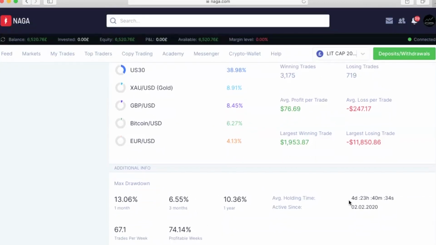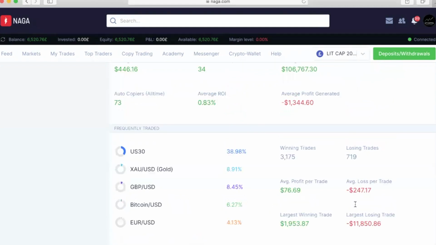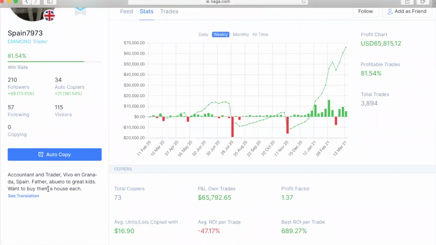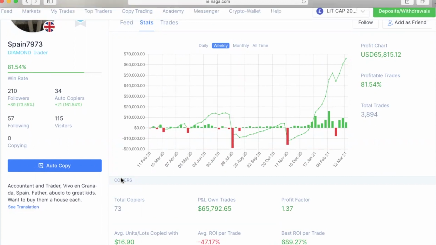We can see here his average holding time for a trade is 4 days. So we can see he likes to hold trades from an intraday or swing trading perspective. He's been active since last year, February. So these are the stats. We can also see a short bio about Spain 7973: accountant and trader, I live in Granada, Spain, father, grandfather to great kids, want to buy them a house each. So that's his brief bio.